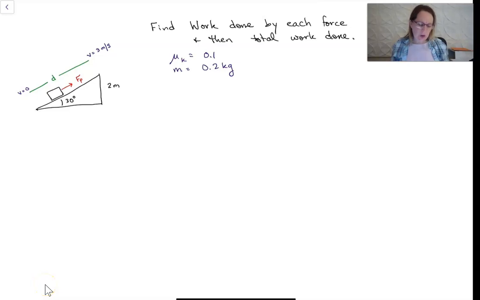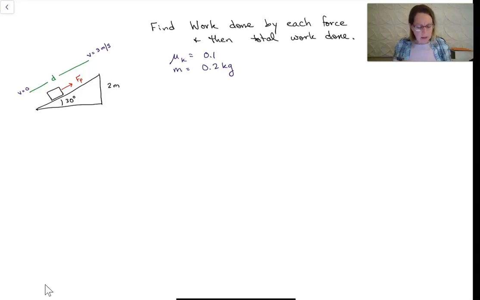So we're going to do another problem where we're finding the work done by all of the forces we can identify, and then using that to find the total work that's done, and check that to make sure it matches the change in kinetic energy. So here's what we've got.